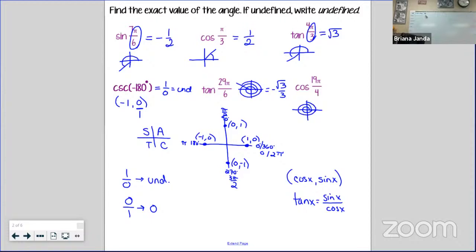3 pi over 4 would be in quadrant 2. Reference angle of pi over 4, cosine is negative in quadrant 2. And the cosine of a reference angle of pi over 4 is square root of 2 over 2.